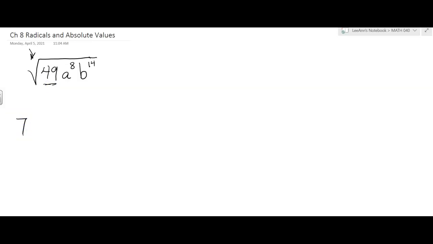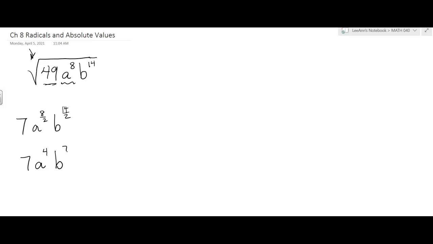And then when we look at a to the 8th, we're thinking about 8 divided by 2, right? So you could write it as a to the 8 divided by 2, and then b to the 14 divided by 2. Okay, so you get 7a to the 4th and b to the 7th.